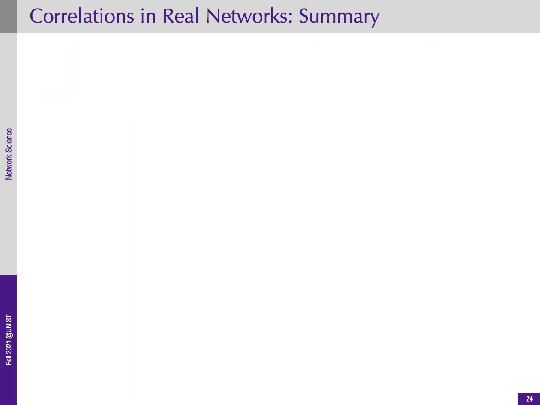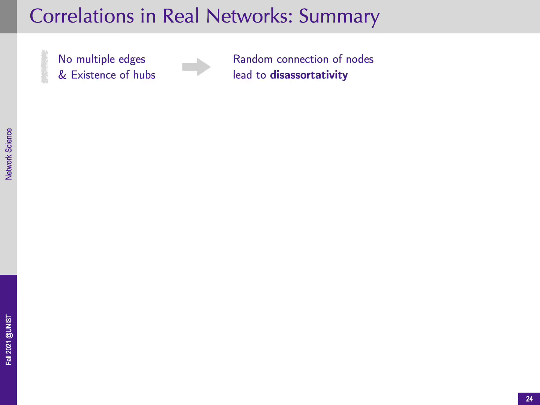All right. Now the summary of degree-degree correlations. No multiple edge is allowed in a simple graph, and because of the existence of hubs in a power-law graph, random connections of nodes lead to unavoidable disassortativity. This is the so-called structural disassortativity.